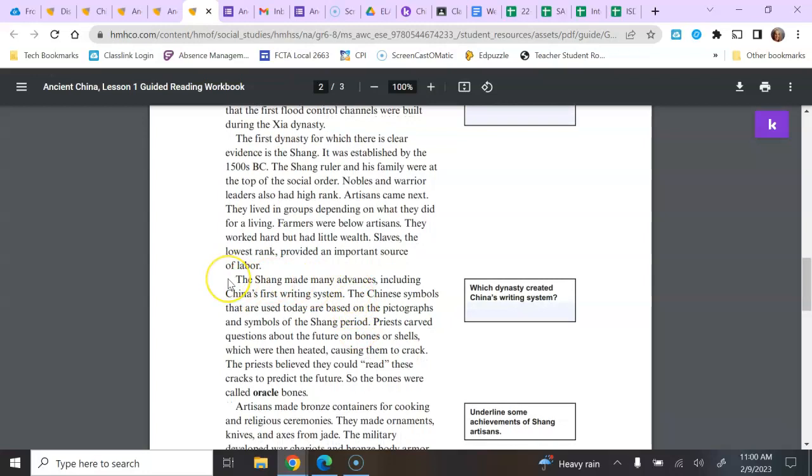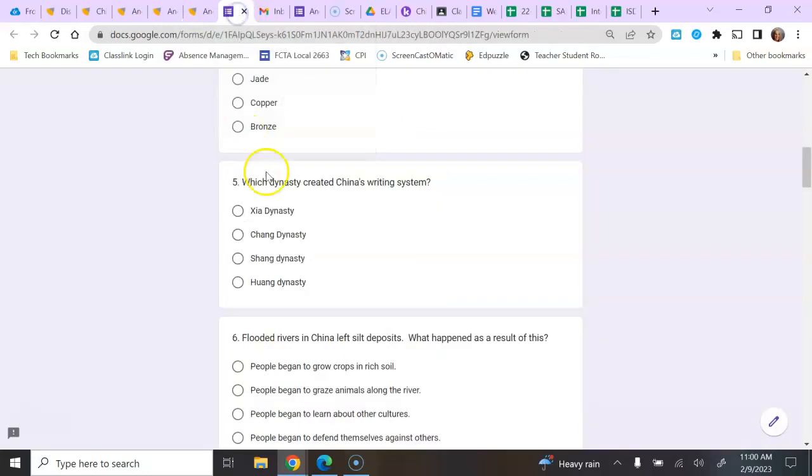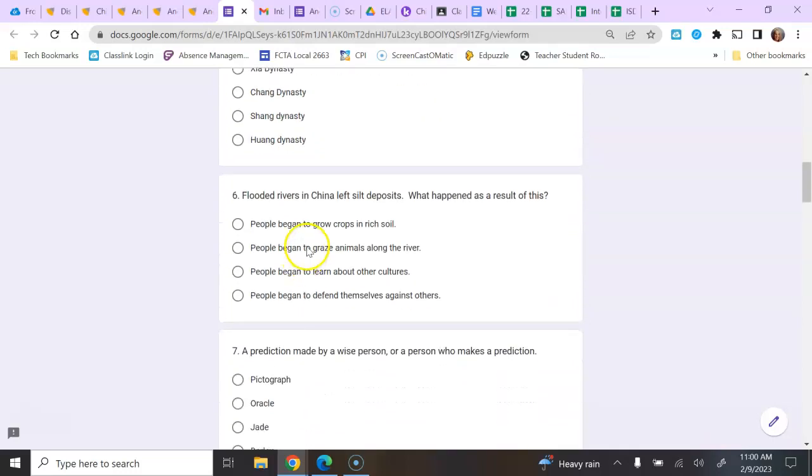Okay, starts here. The Shang made many advances, including China's writing system. The Chinese symbols that are used today are based on the pictographs and symbols of the Shang period. So, which dynasty created that writing system? The Xia dynasty, the Qing dynasty, the Shang dynasty, or the Huang dynasty? Number 6.